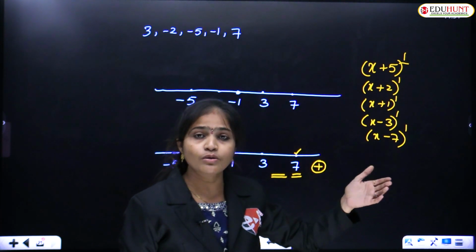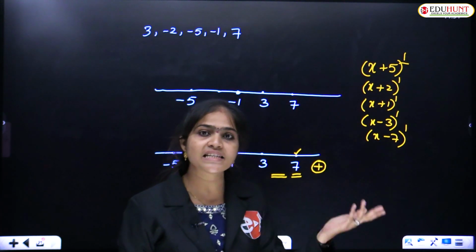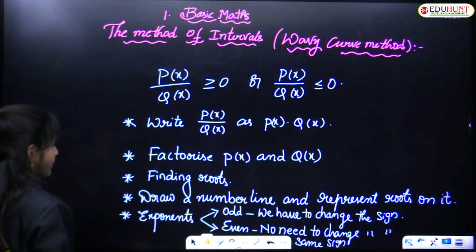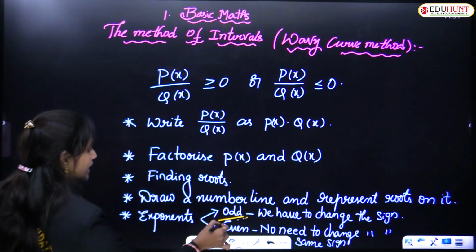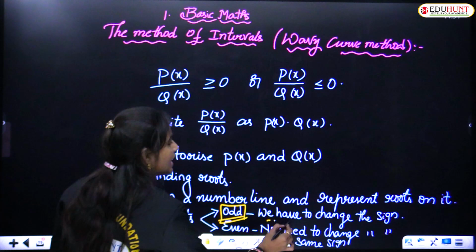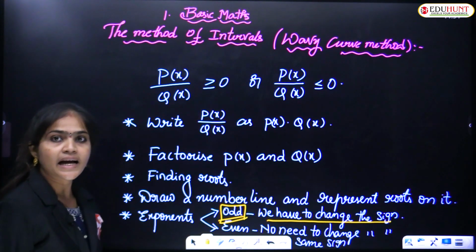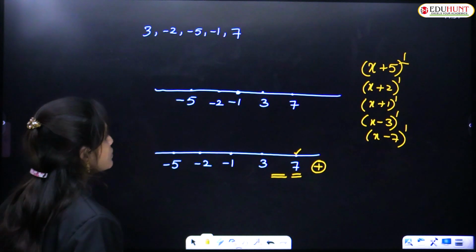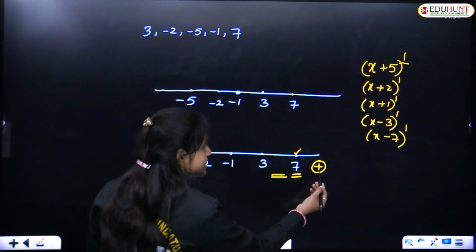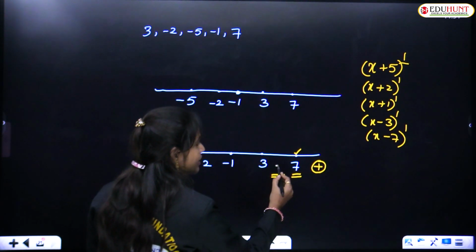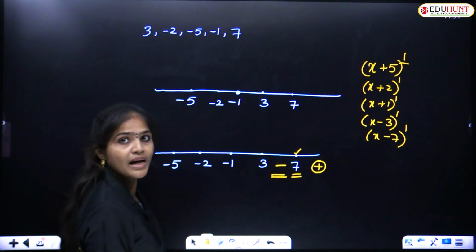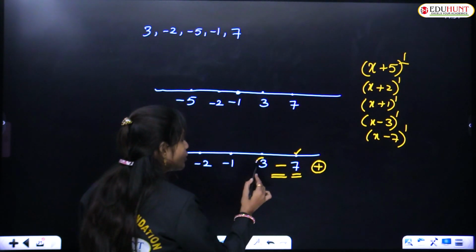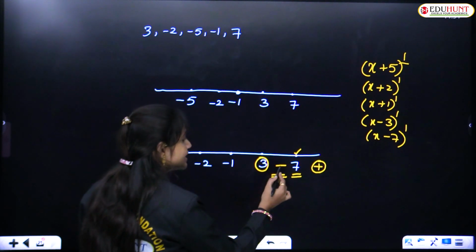Odd exponent only, no? So with an odd exponent, do we change the sign or keep the same sign? If it is an odd exponent, 1 is odd, so we have to change the sign. Keep that point in your brain. So change the sign means here plus is there, so what will come here? Minus. Why? Because here the exponent is 1.